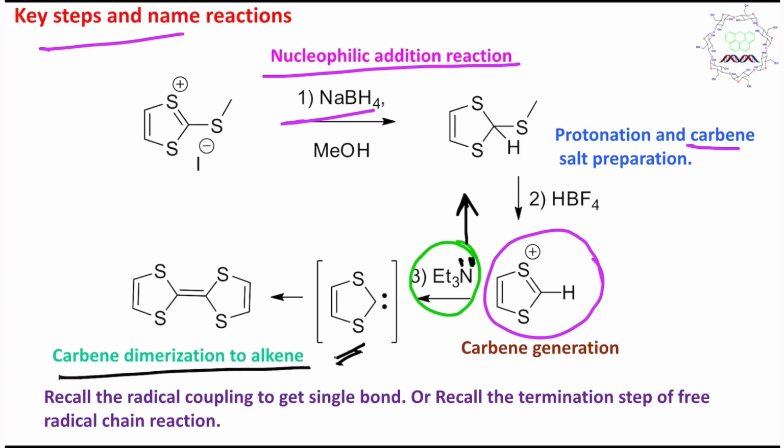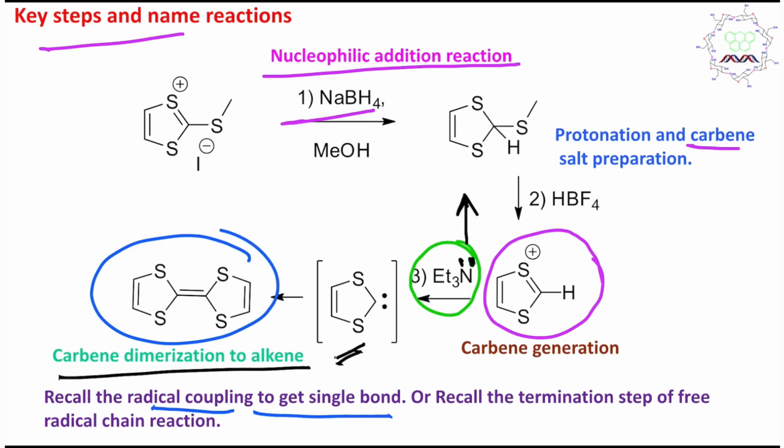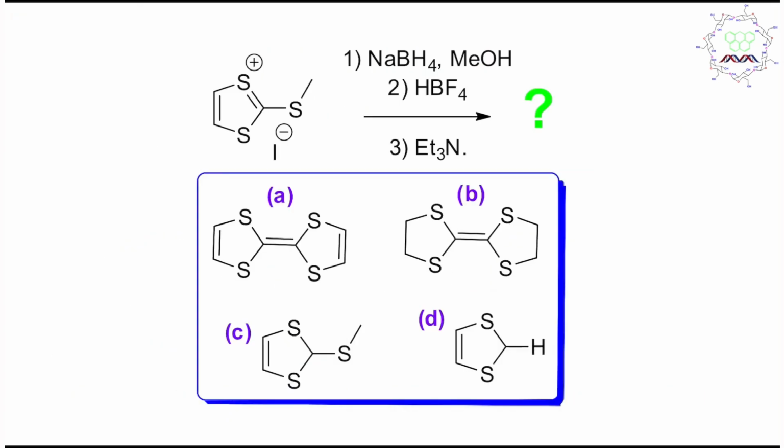In this context, I request you, students, please try to recall the radical coupling to get a single bond. For example, in any free radical chain reaction, how does the reaction end? Actually, this reaction ends by radical coupling. So please remember this step. I guess in this way it will be easier for you to understand this chemistry. Now, what is the right answer for this problem? The right answer is actually a double bond formation, but no.